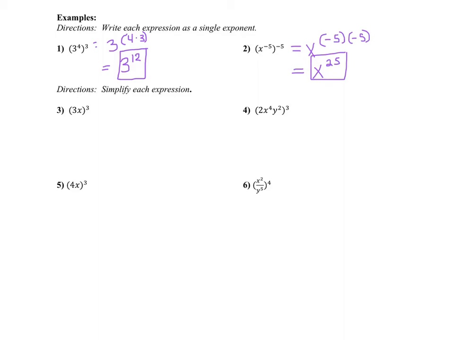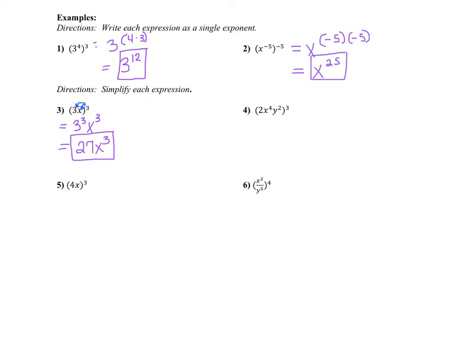Now let's look at our directions for 3 through 6. It says simplify each expression. In number 3, it says 3x to the third power. With a problem like this, you want to distribute your exponent to the 3 and to the x. So now let's rewrite that. You're going to say 3 to the third power times x to the third power. And then you want to simplify it. You want to evaluate it. So what is 3 to the third power? 3 times 3 is 9, times 3 is 27. So your answer is 27x to the third power.